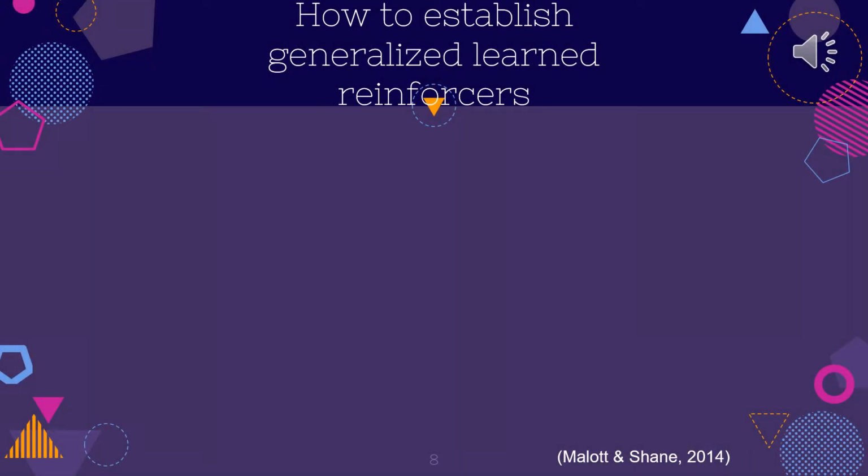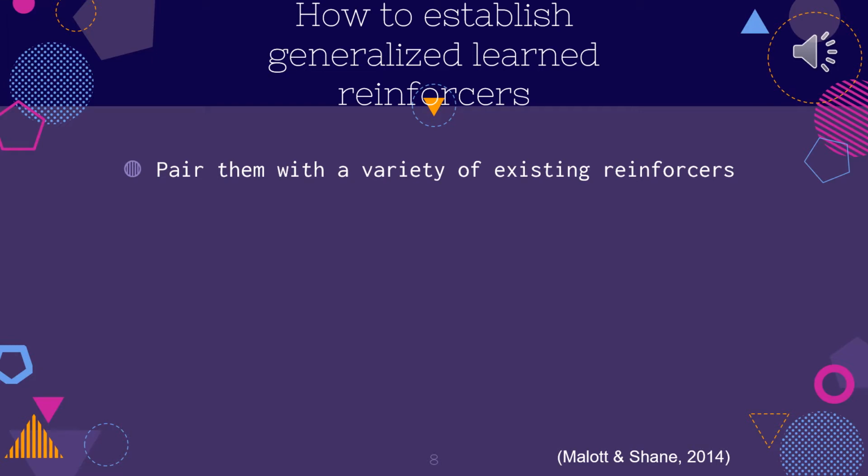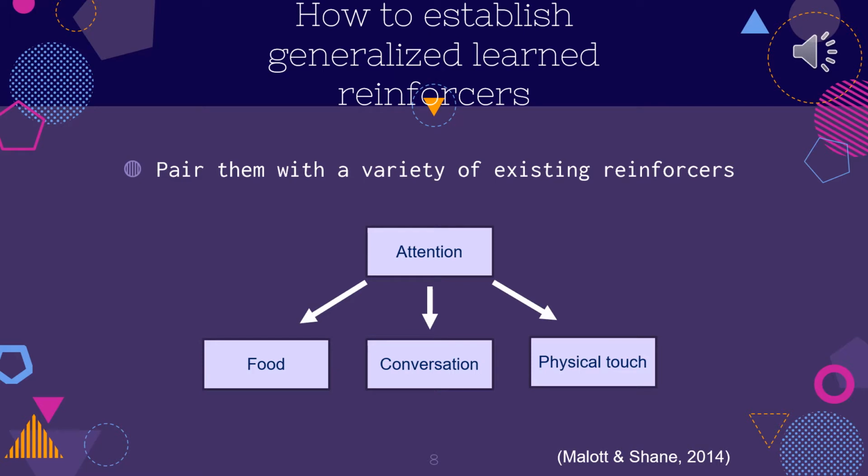So how do we establish generalized learned reinforcers? To do this, you must pair them with a variety of existing reinforcers. As a child, attention was paired with a variety of existing reinforcers, such as food, conversation, physical touch, and thus it became a generalized learned reinforcer.